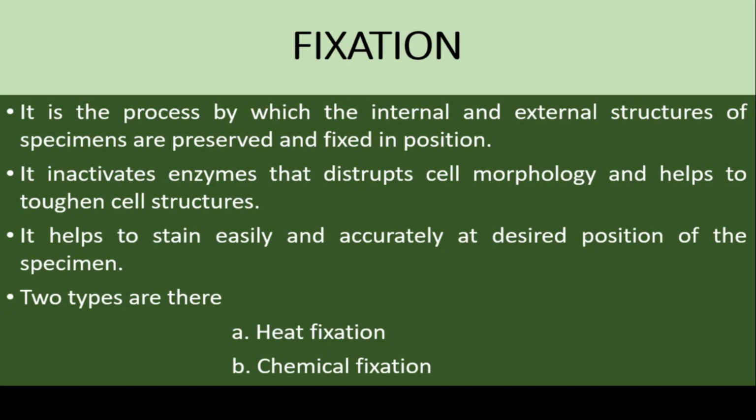It helps to inactivate enzymes that disrupt cell morphology and also helps to toughen the cell structures. For that purpose, we have to fix the specimens before observation through microscopes. It helps to retain the stain easily and accurately at the desired position of the specimen. There are two different methods. The first one is heat fixation and the second one is known as chemical fixation.